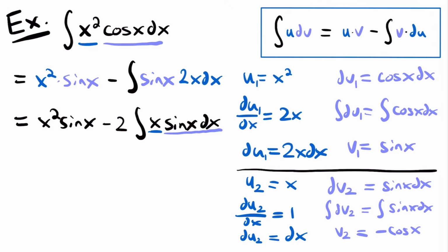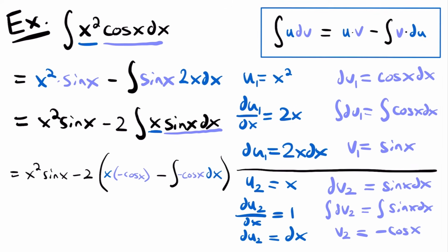All right, and so now let's rewrite this integral using our integration by parts formula. This is equal to x squared times sine x minus 2. And then I'm going to write parentheses here so that we remember to distribute this negative 2 through both of the terms that are going to result from rewriting this integral. So we're going to have u sub 2 times v sub 2, so we're going to have x times negative cosine x. And then we will subtract the integral of v sub 2 times du sub 2. So we'll have negative cosine x times dx.